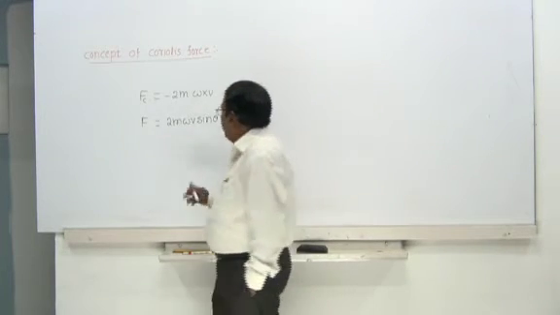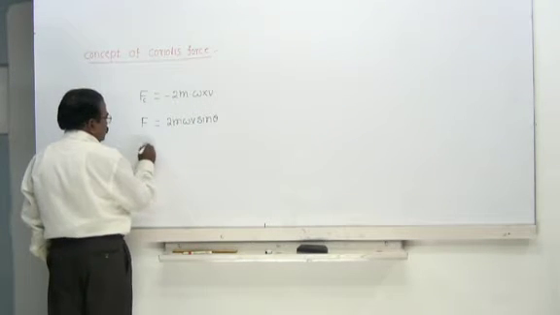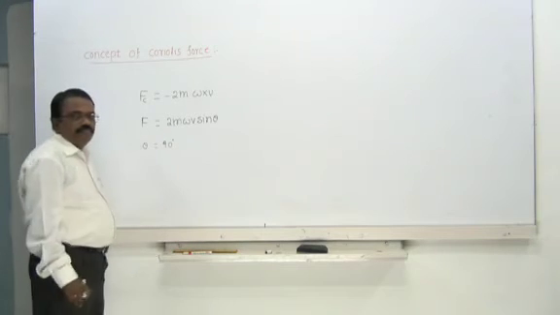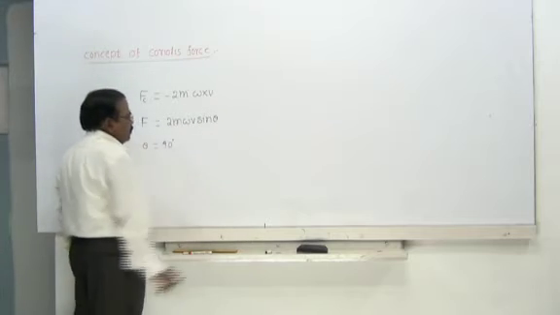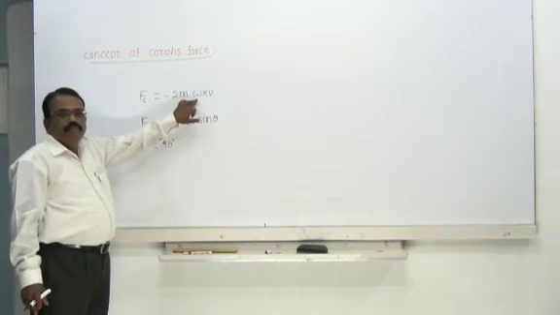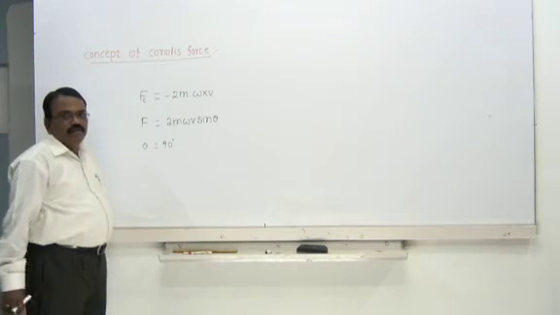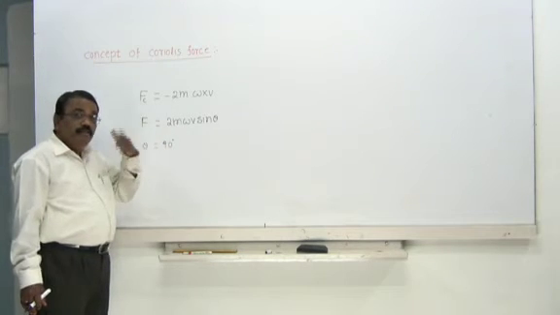And when it is maximum? If theta is 90 degrees, then Coriolis force is maximum. That means if omega and V are perpendicular, then Coriolis force is maximum.